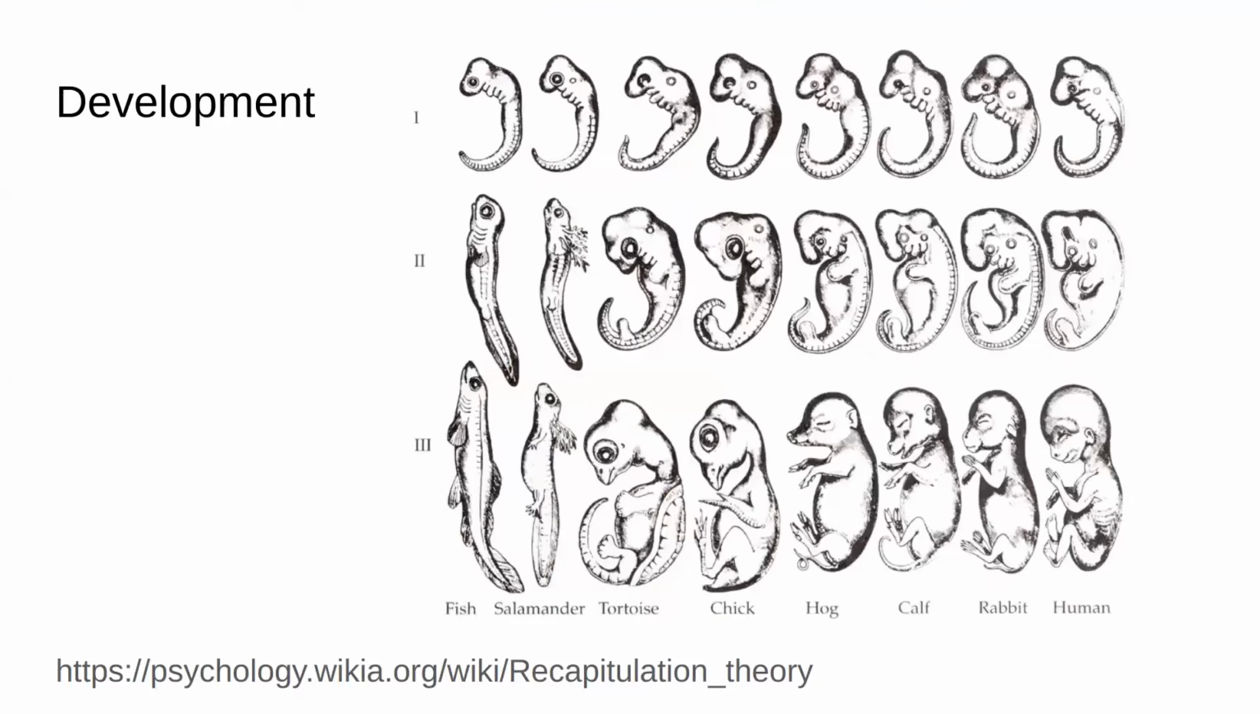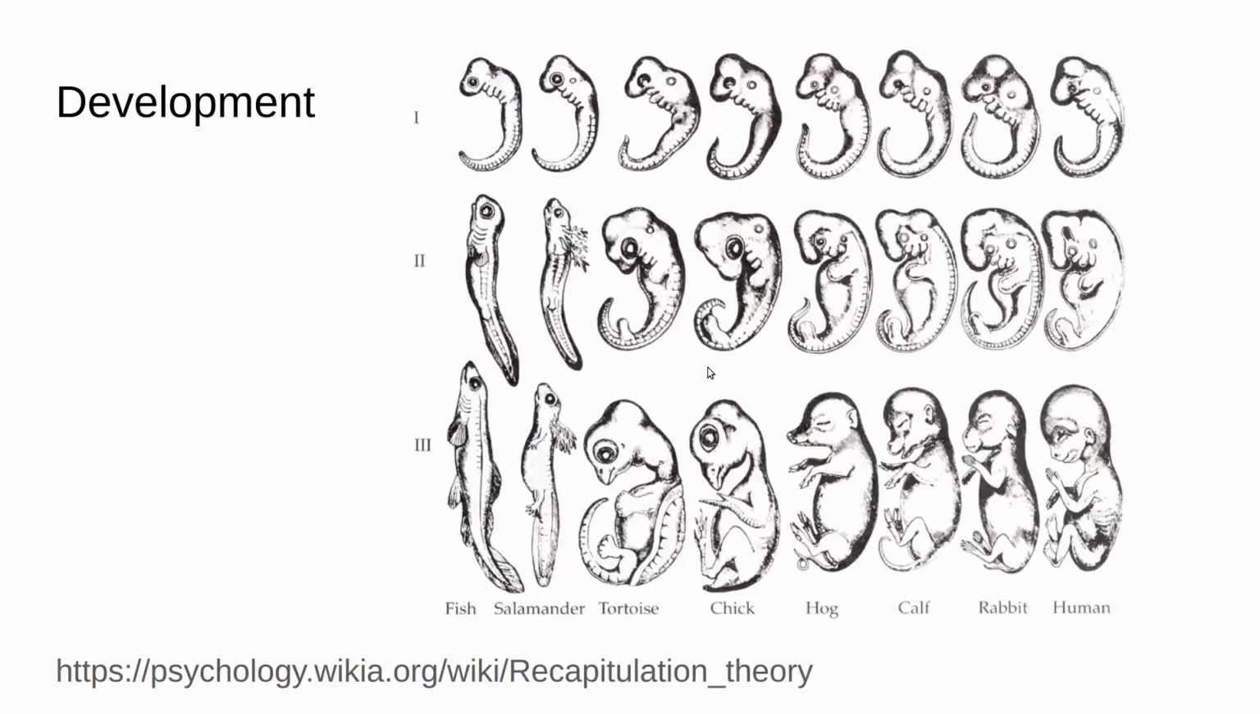One of the ways that this works is as an embryo develops. You can see up here at the top, these are all embryos and look more or less the same. As they get older, they start to develop in different ways. And these two start looking different, right? And by the time they're ready to be born, they look very different, and they look recognizable as tortoises and chicks and hogs and so on.